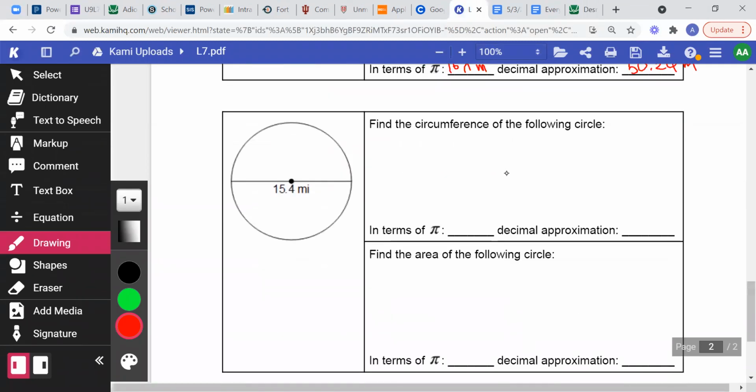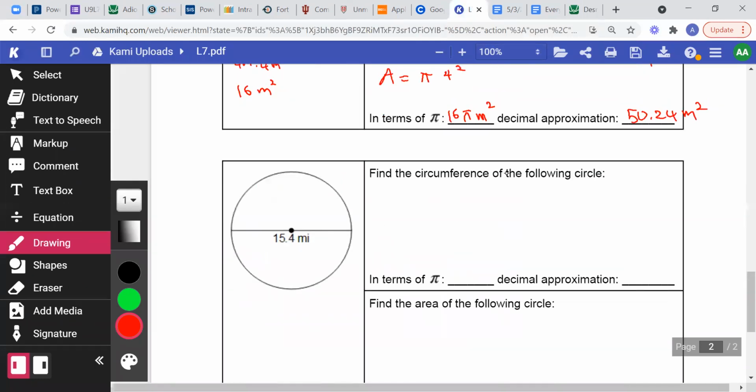Then the last problem here, what should be the circumference here? Can someone give me the formula? Can someone help me calculate the circumference and the area without my intervention? Okay, Sue, welcome. How have you been? Please, what's the formula for circumference again?